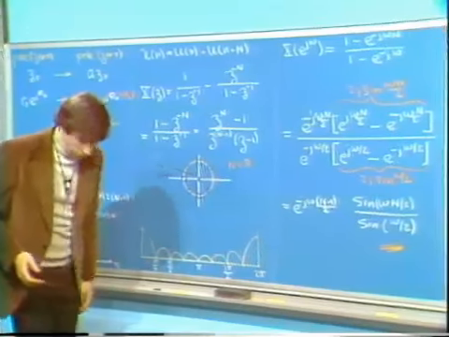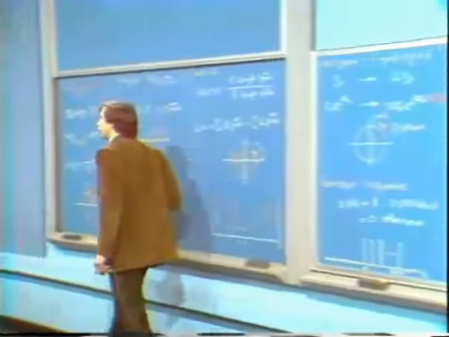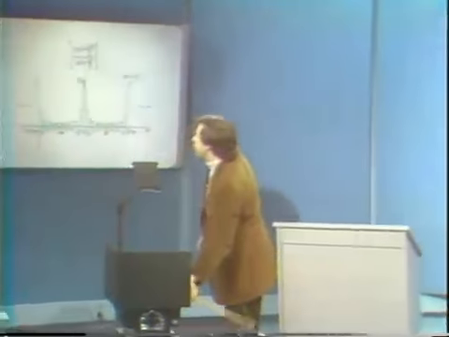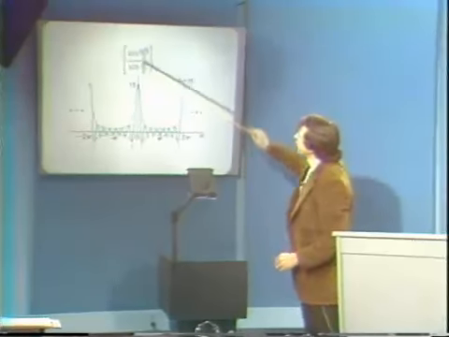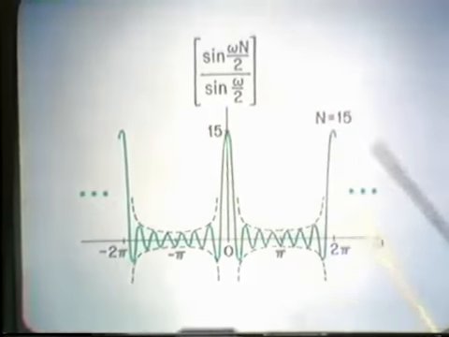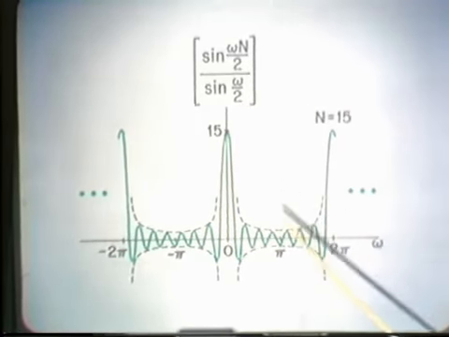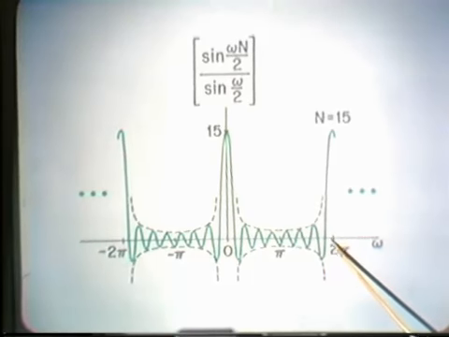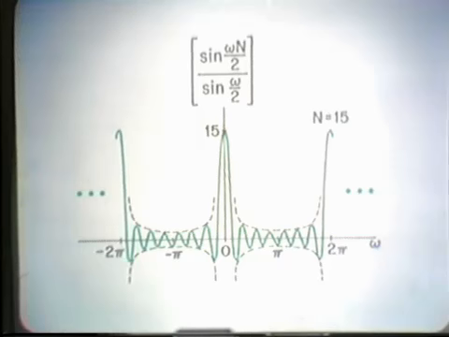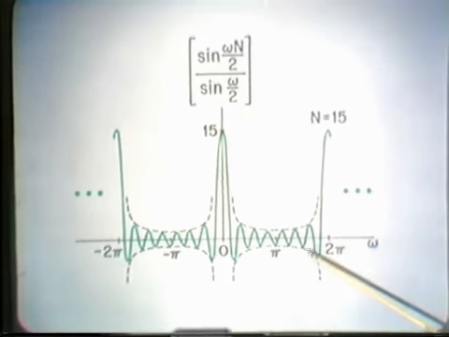In particular, let me show you a view graph which illustrates the function sine omega N over 2 divided by sine omega over 2. And I've sketched this now over more than just a 0 to 2 pi interval to again stress the fact that this is periodic, as all Fourier transforms are, periodic with a period of 2 pi.